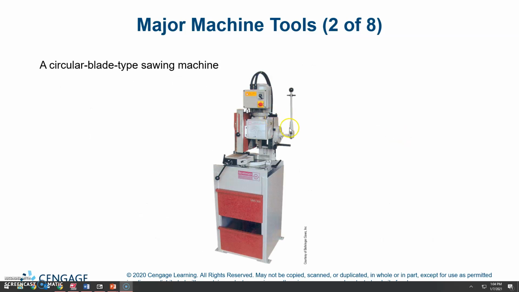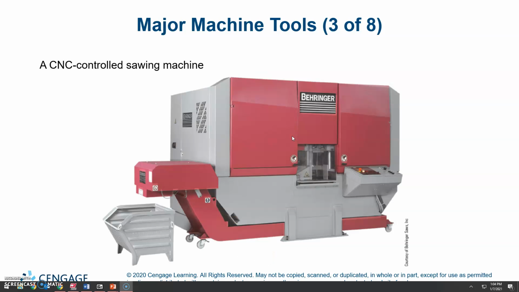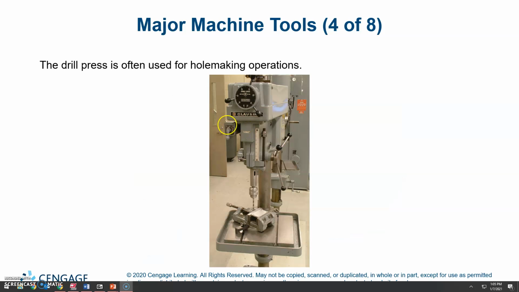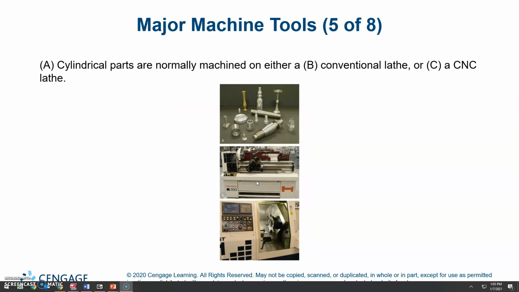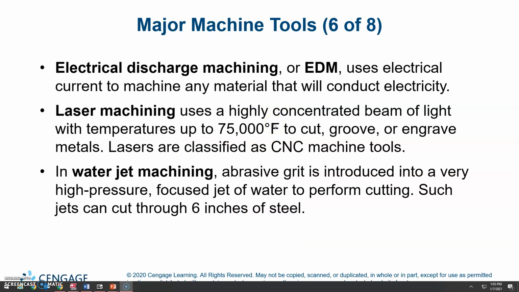So there's a circular blade type sawing machine. And here is a CNC controlled sawing machine. The drill press is often used for hole making operations. So you can see it drilling holes in that square or rectangle. Cylindrical parts are normally machined on either a conventional lathe or CNC lathe. So that's a conventional lathe and that's a CNC lathe. And there's some sample parts.